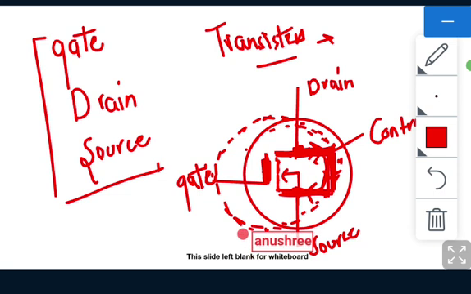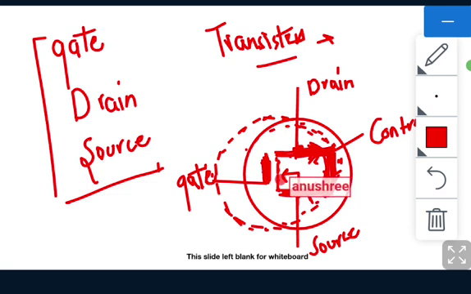Yeah. So that's why we have to apply the voltage here at the gate so that it can produce the electrical field. This electrical field makes the current flow from the drain to the source. Okay, so there will be no current flowing from the gate. Clear?